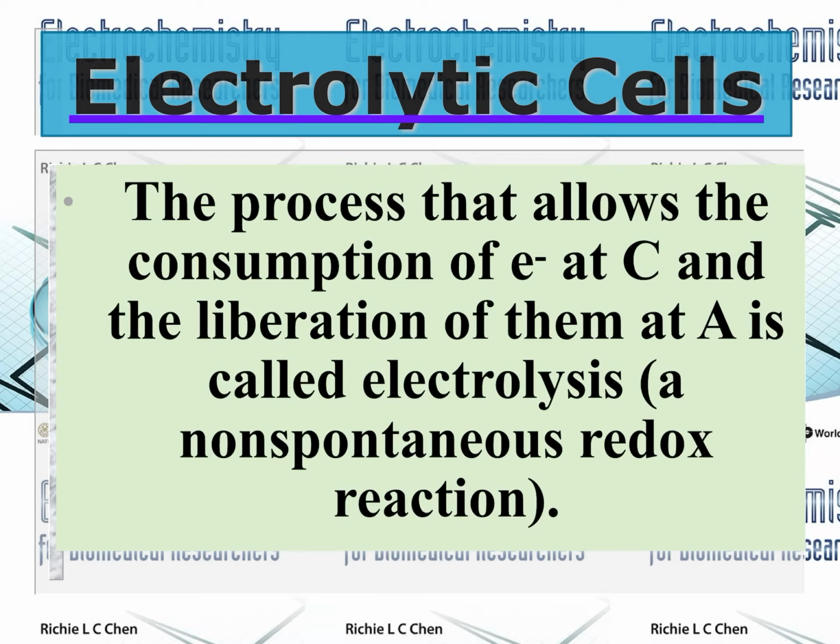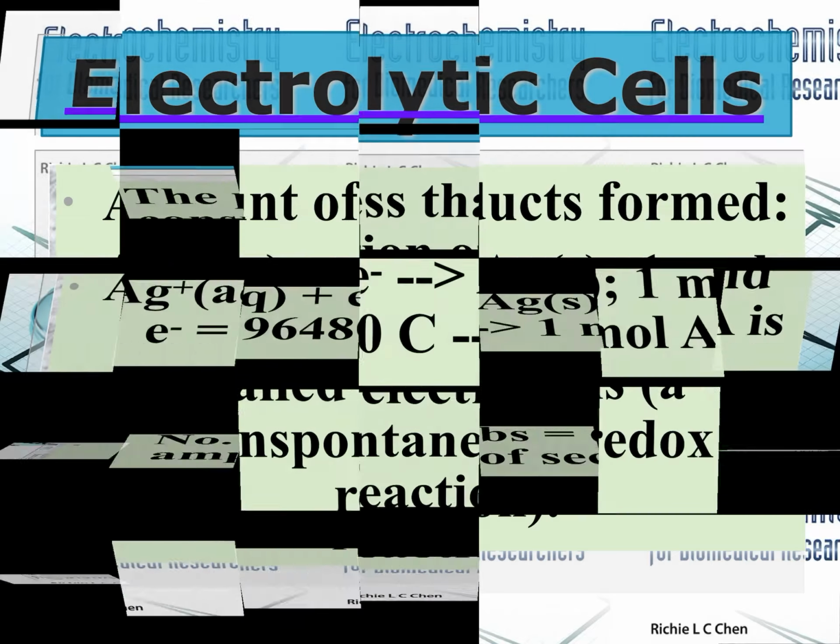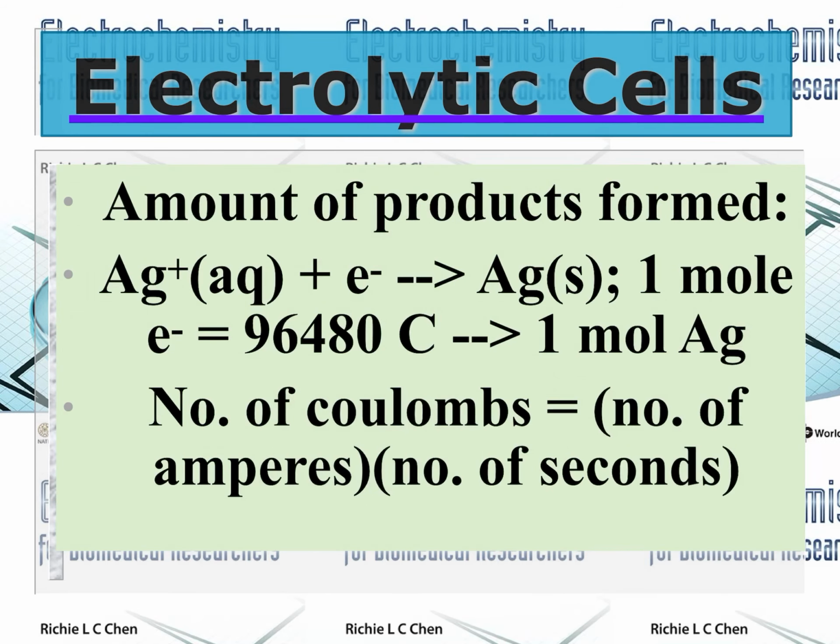And they define electrolysis here. We're going to run the reverse reaction by pumping in electrons at the cathode and using them for reduction, and then removing them at the anode, causing oxidation. So a couple things they like to have you calculate: the amount of products formed from the process, the amount of energy required to run the process.